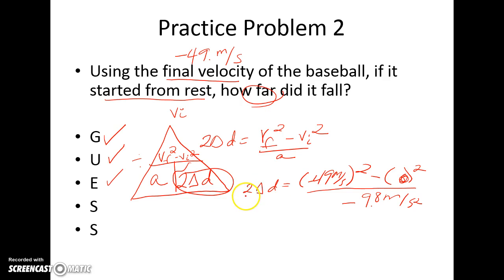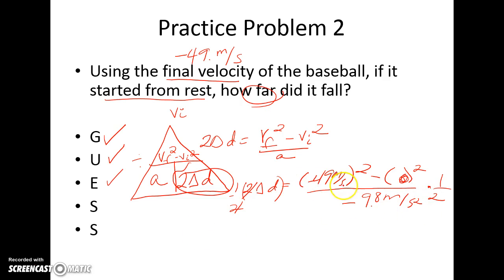I have an issue here with my 2 though. I want my answer just to be displacement, not 2 times displacement. So I'm going to multiply both sides by 1/2. This side I'm going to do by 1/2, and that's going to cancel out my 2's right here. I'm also going to do this bad boy times 1/2, so that's going to put a 2 on the bottom with my 9.8.